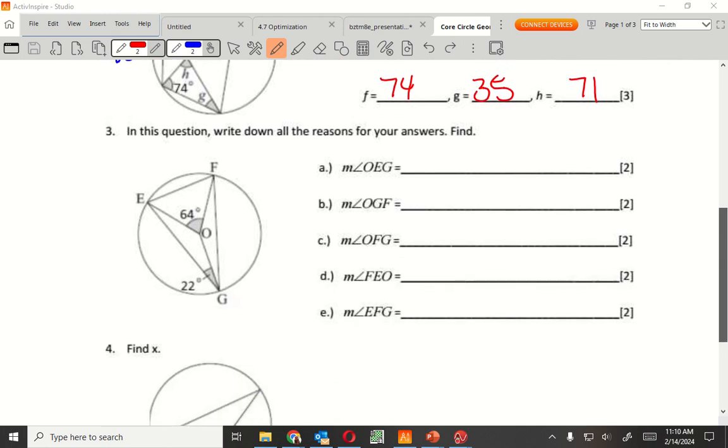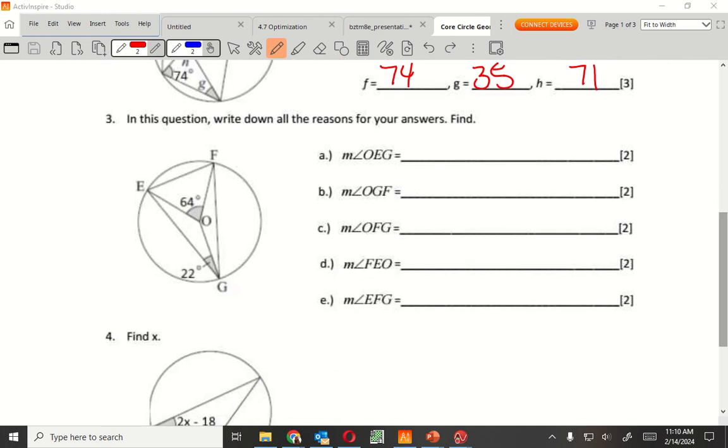All right, so let's take a look at question 3. We're going to use all the information given to solve for the rest. Let's start with e to f. What is e to f going to be? 64, right? Because that is the same as the central angle. So that's 64.